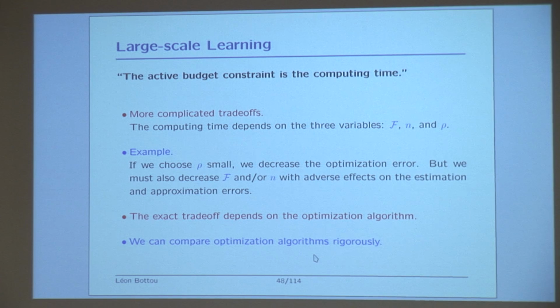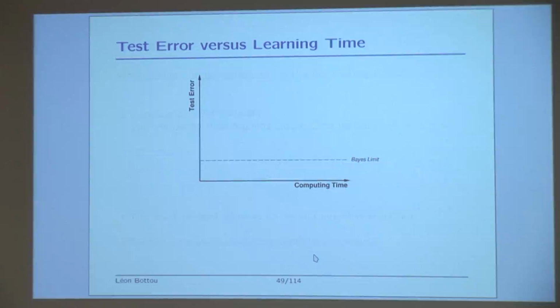But on the other hand, that also gives an opportunity, which is an opportunity to speak about optimization, to speak about the speed of optimization algorithms from the learning perspective and not from the optimization perspective. So here is an example of my problem.